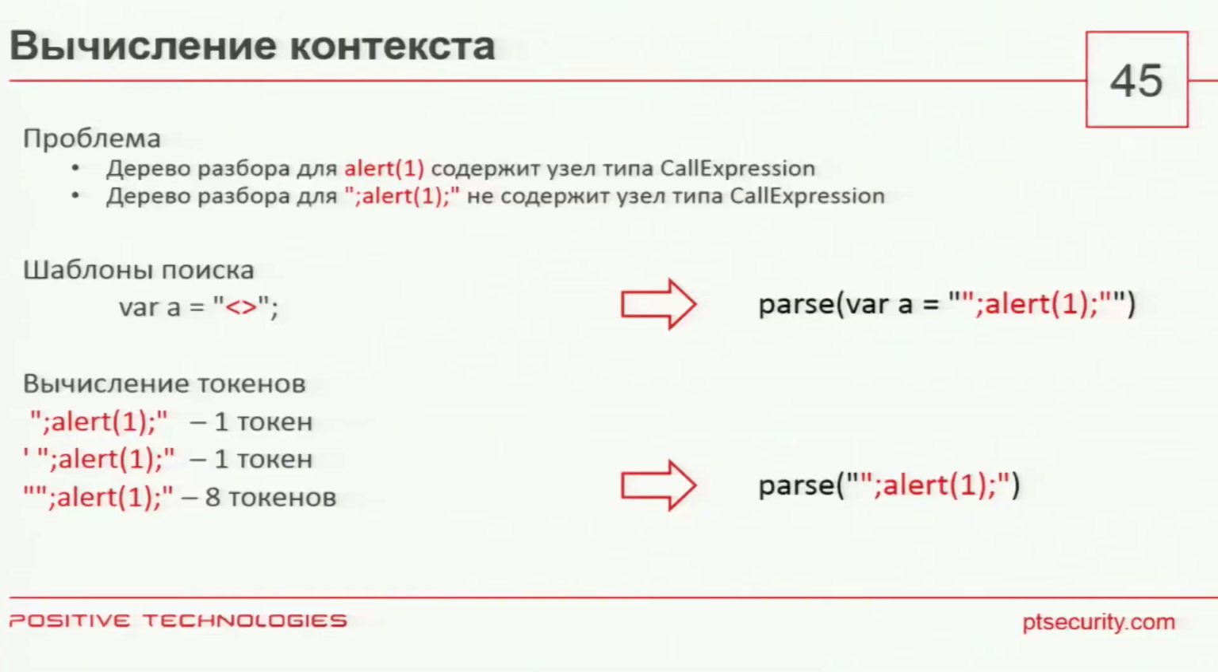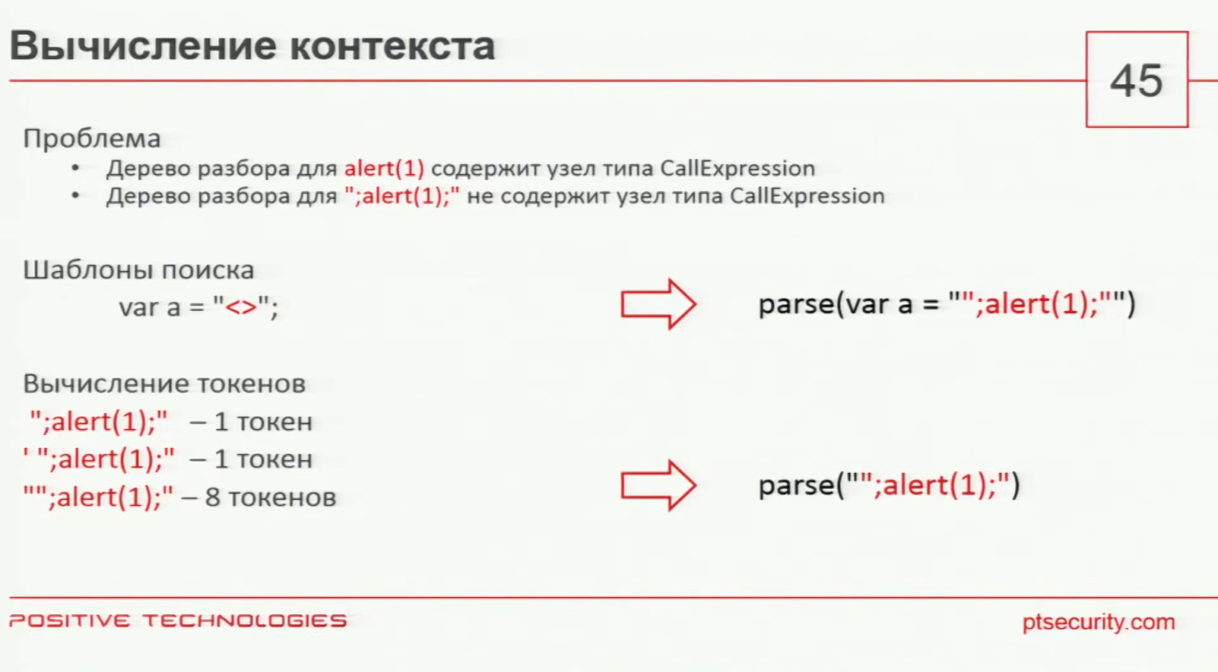So what's the context computation? We get an alert(1) line at the input. If we parse alert(1), we'll get a call expression node. It is banned. But if alert(1) comes in double quotes, then from the JavaScript parser's point of view, it's not going to be executable code. It'll just be a string containing alert(1). But depending on where this alert(1) gets, it can be malicious code or it may not be one. And we need to be able to process both situations.